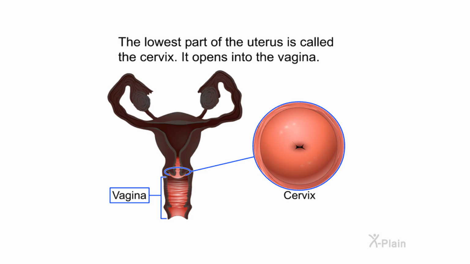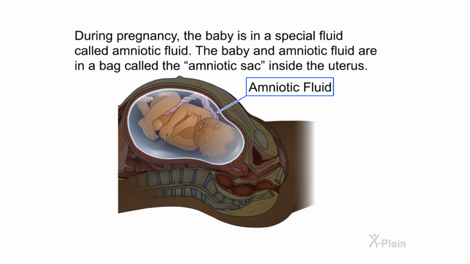The lowest part of the uterus is called the cervix. It opens into the vagina. During pregnancy, the baby is in a special fluid called amniotic fluid. The baby and amniotic fluid are in a bag called the amniotic sac inside the uterus.